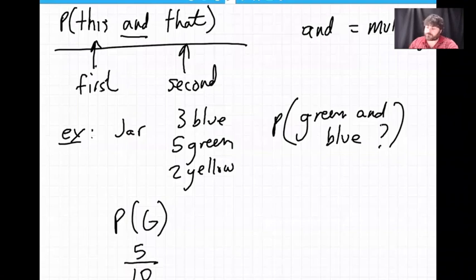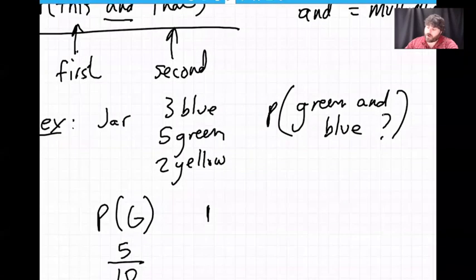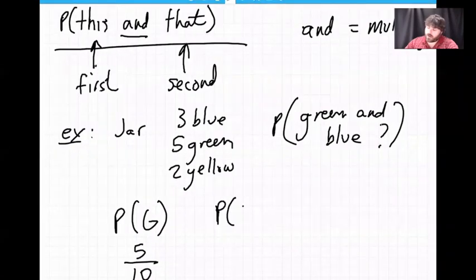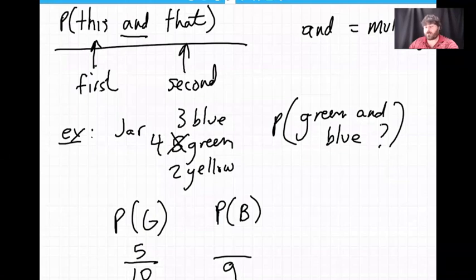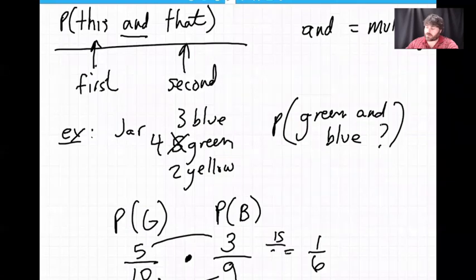Now be careful. Once I pull out the green, right, now there's less greens and less total candies. So when I calculate then grabbing a blue, now things have changed. There's only 9 total candies because now instead of 5 greens, there's 4 greens. And then there's only 9 total candies. So how many blues are there? There's 3. And then when I see and, I should always multiply. Okay, so a half times a third is going to be 1/6. And again, that's 15/90ths. And that reduces to 1/6.